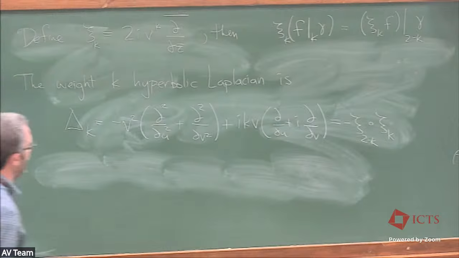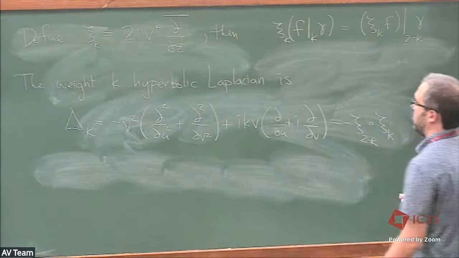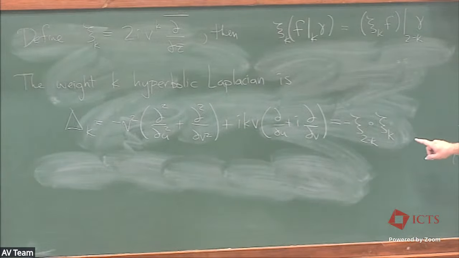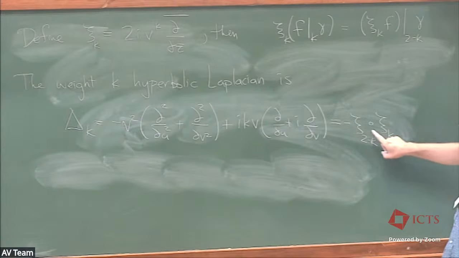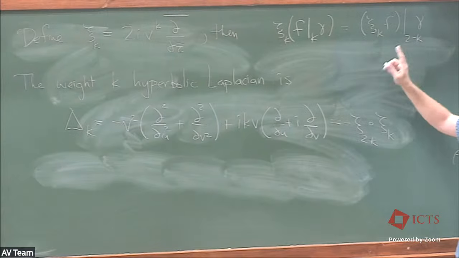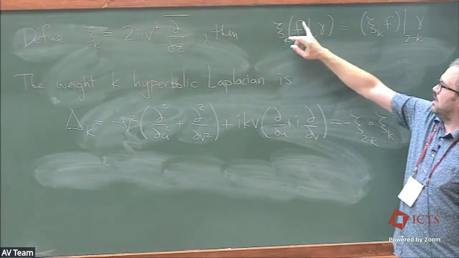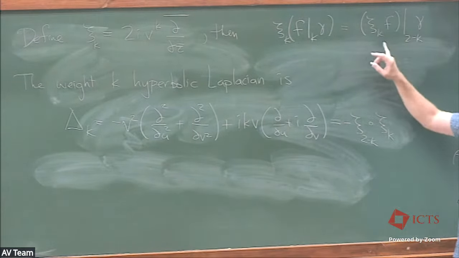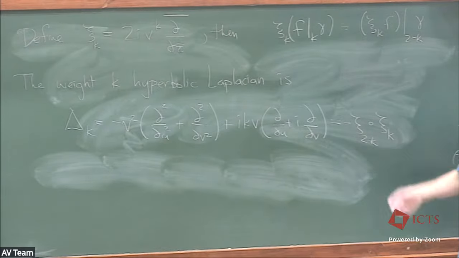And by fun, I mean it's actually not that fun at all, but you should do it at one point in your life. It makes sense that you'd want to do Xi 2 minus k after Xi k because of this, right? So it takes modular forms of weight k to things of weight 2 minus k. So that's the thing that makes sense to do.